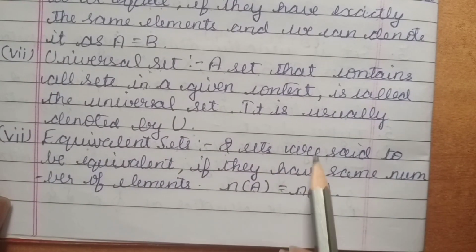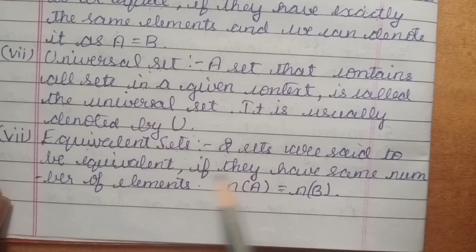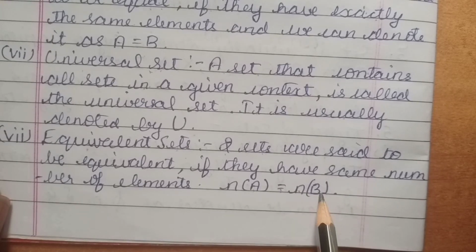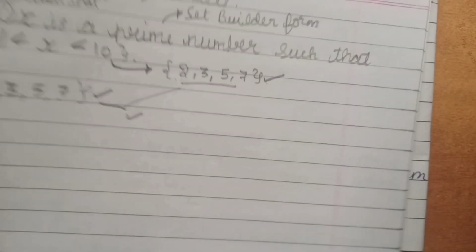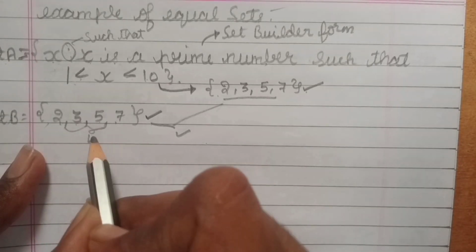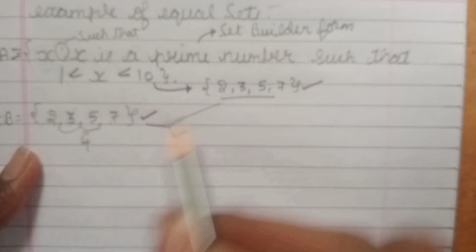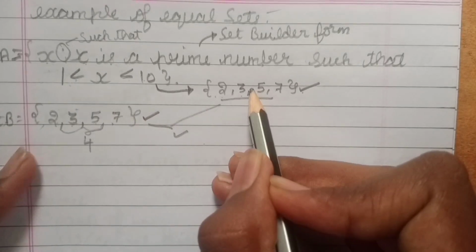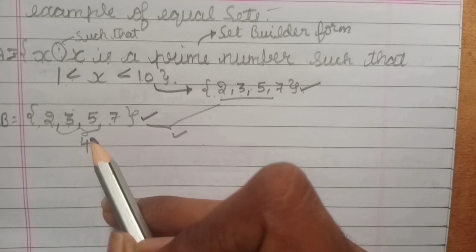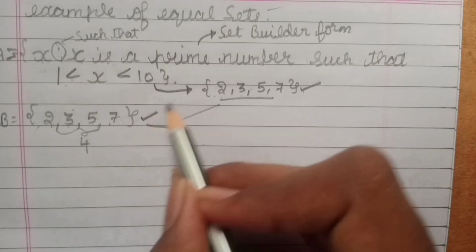Equivalent sets. Two sets are said to be equivalent if they have the same number of elements. Number of elements of A should be equal to number of elements of B. In equal sets, the number of elements here are 4, and the elements are 2, 3, 5, 7 and 2, 3, 5, 7. The elements are also similar and the number of elements are also similar. Therefore, it is considered as equal sets.